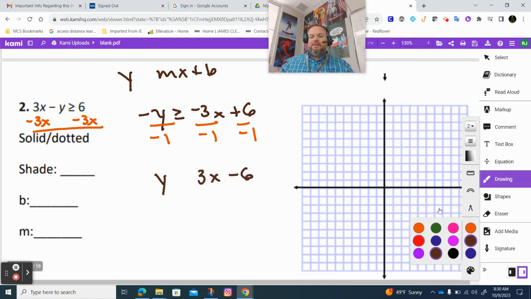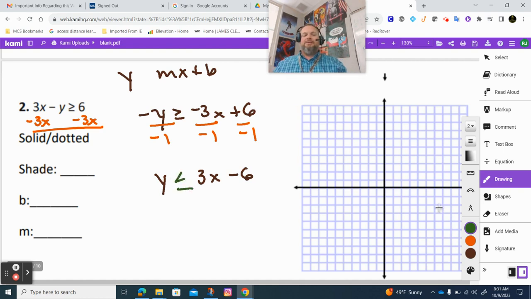All right. Now, we divided by a negative. What does that do to our inequality sign? Yeah, it flips. Granted, yes, we could have answered solid or dotted before that, but that was about it. Now we can answer all of the information that we need for our graph. So, solid or dotted? Solid, because it has a line underneath it. That's like the solid circles.